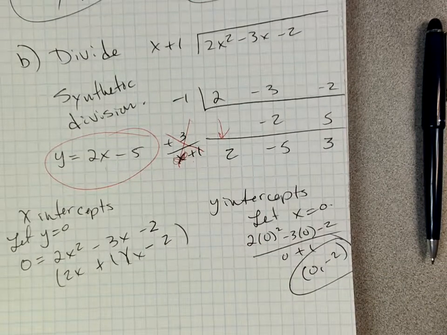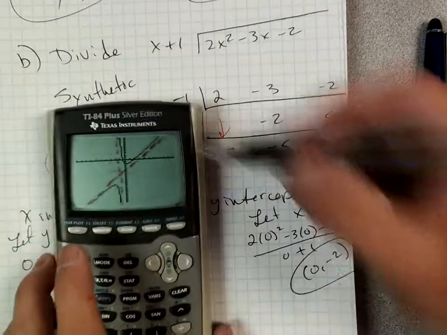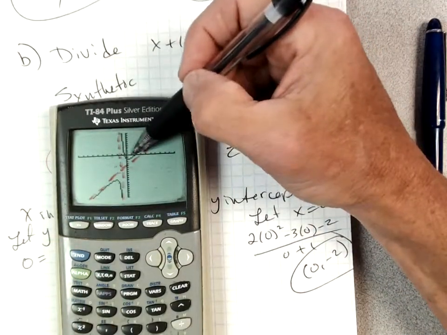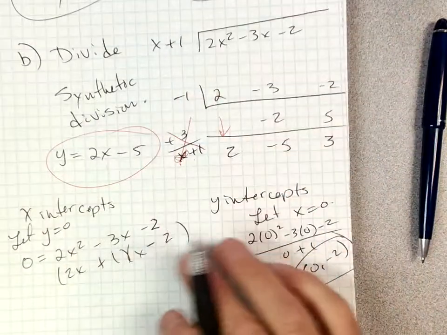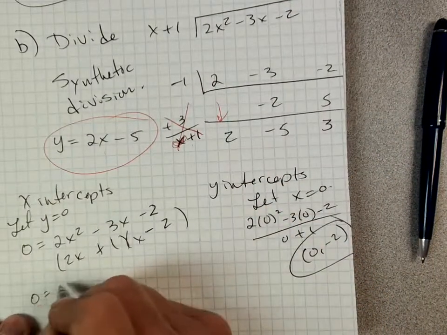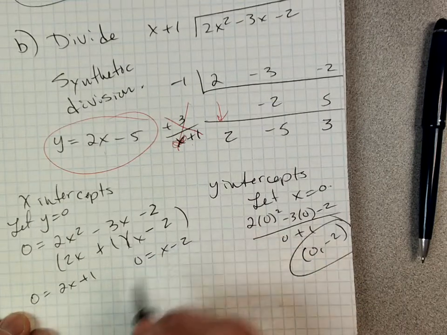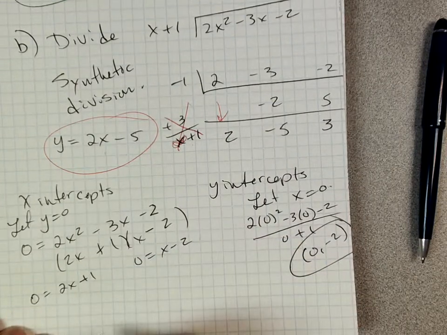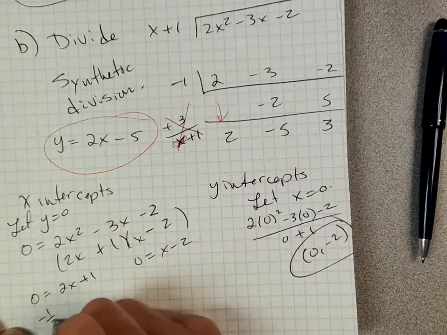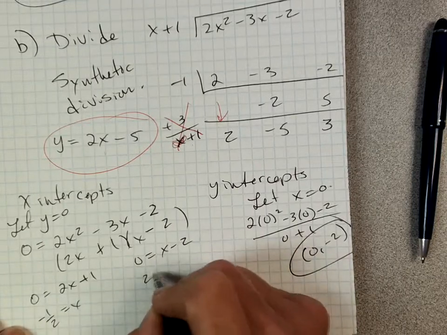So for x-intercepts, it looks like I'm going to have 2 of them. In fact, let me go back to my graph. Does look like 2 different x-intercepts, doesn't it? Right there and there. So I'm going to go 0 equals 2x plus 1, and 0 equals x minus 2. One of the x-intercepts is -1/2, and the other is 2.